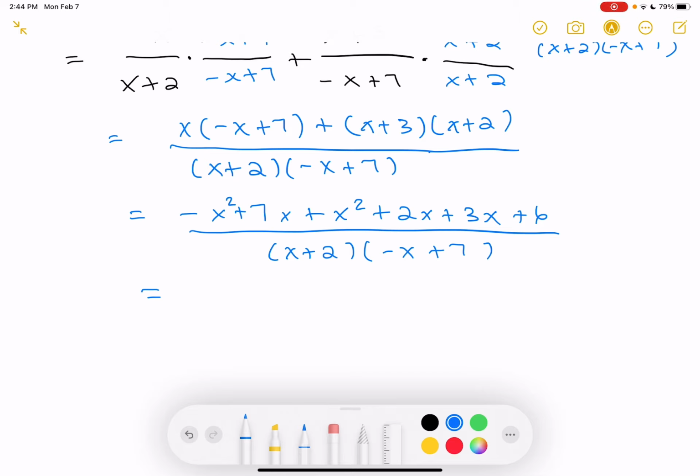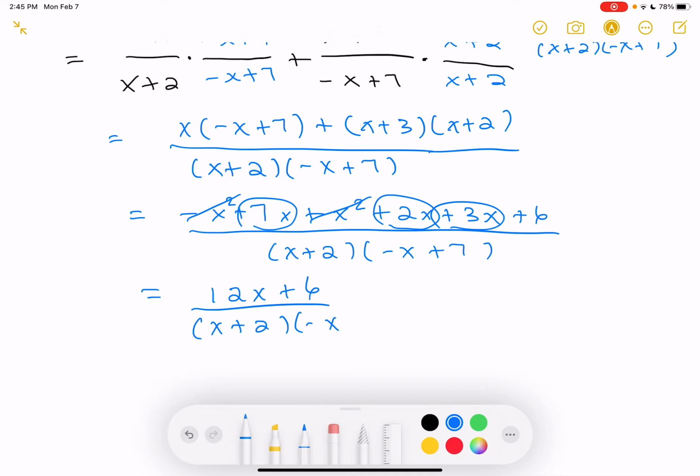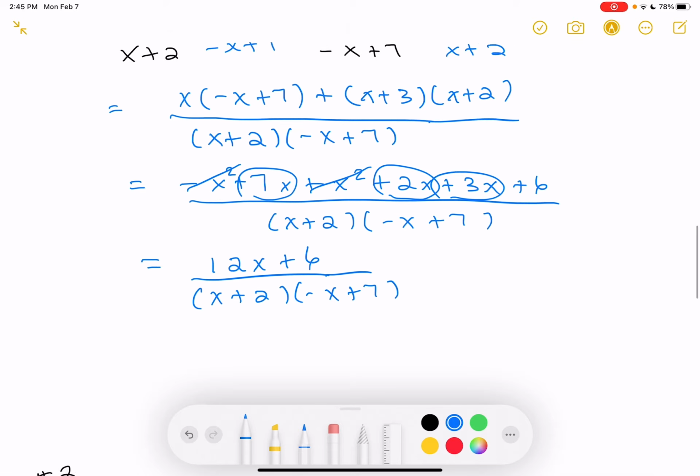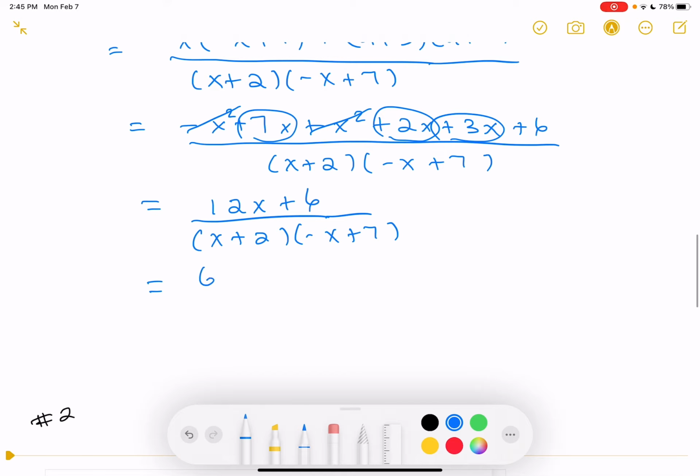Okay, so we have this big expanded form here. So go ahead and combine like terms. Our negative x squared and positive x squared cancel out. Now we have 7x plus another 2, so 8, 9, 10, 11, 12 x's, just like last time. 12x plus 6. And again, you could either stop there, or if you wanted to factor out the 6, that would be great. It doesn't matter.